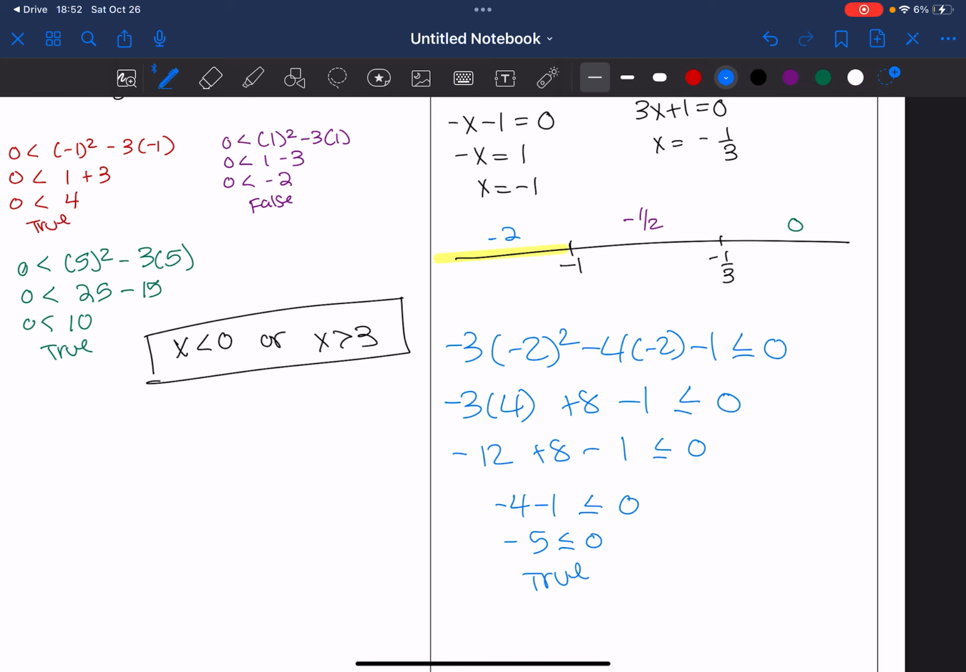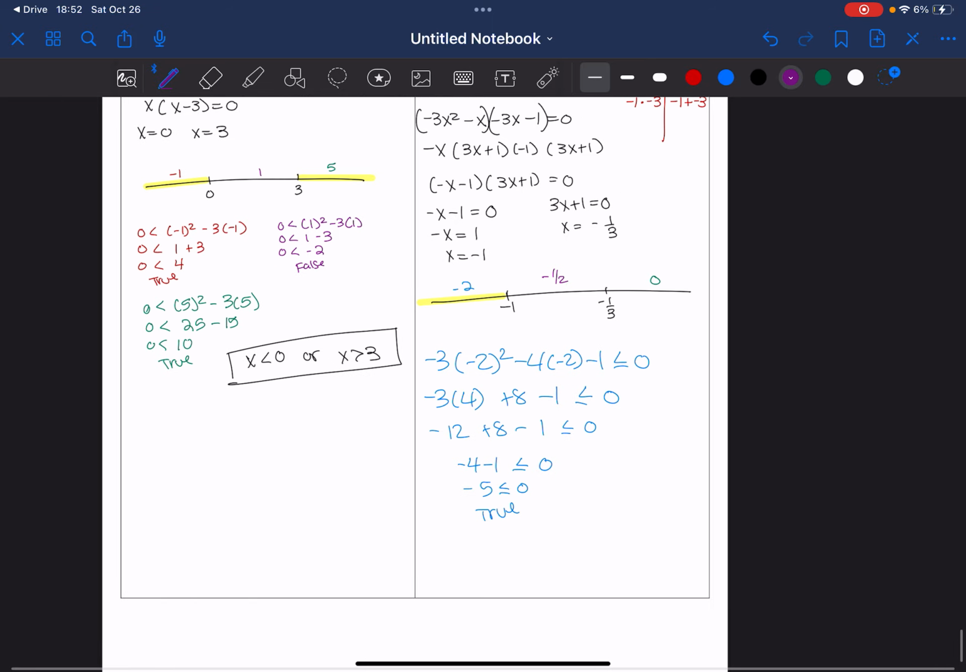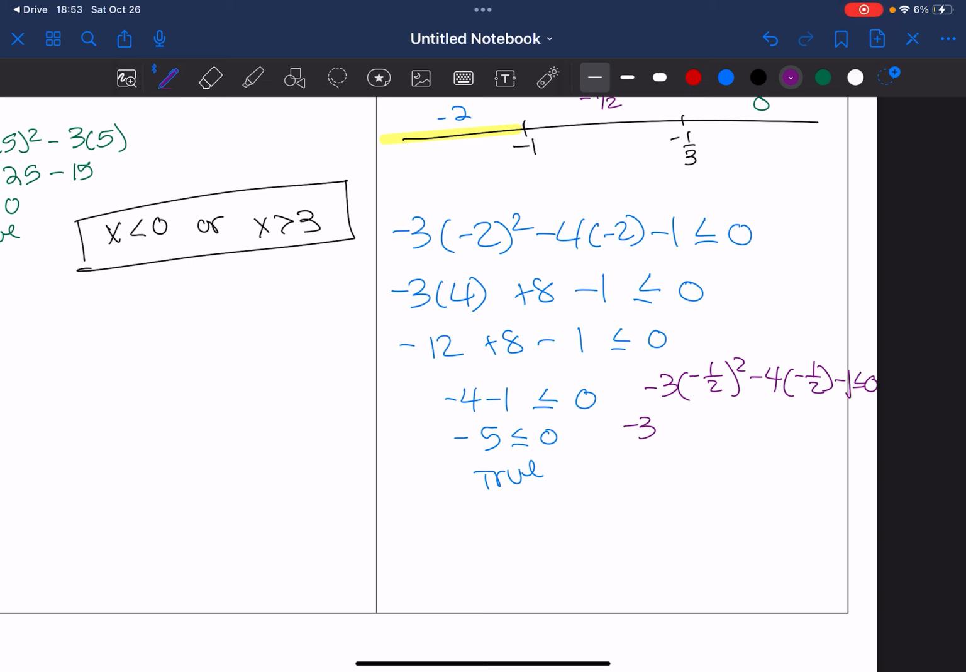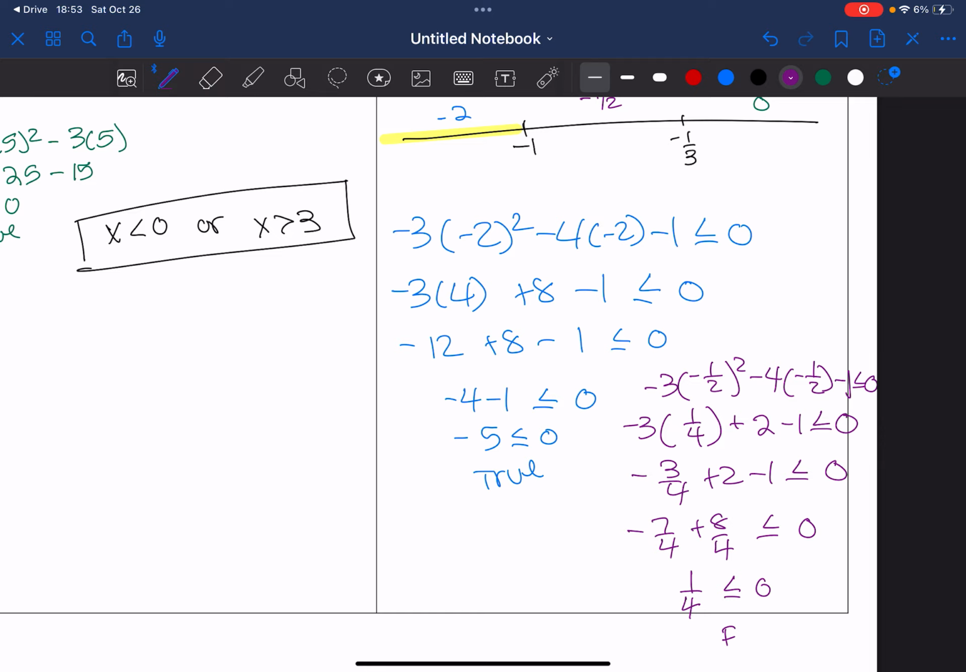Then I got to try negative 1/2. Okay. So I have negative 3 times negative 1/2 squared minus 4 times negative 1/2 minus 1 is less than or equal to 0. So I have negative 3 times 1/4 plus 2 minus 1 is less than or equal to 0. So negative 3/4 plus 2 minus 1 is less than or equal to 0. So that's negative 7/4 plus 8/4 is less than or equal to 0. So we have 1/4 less than or equal to 0, which is false.